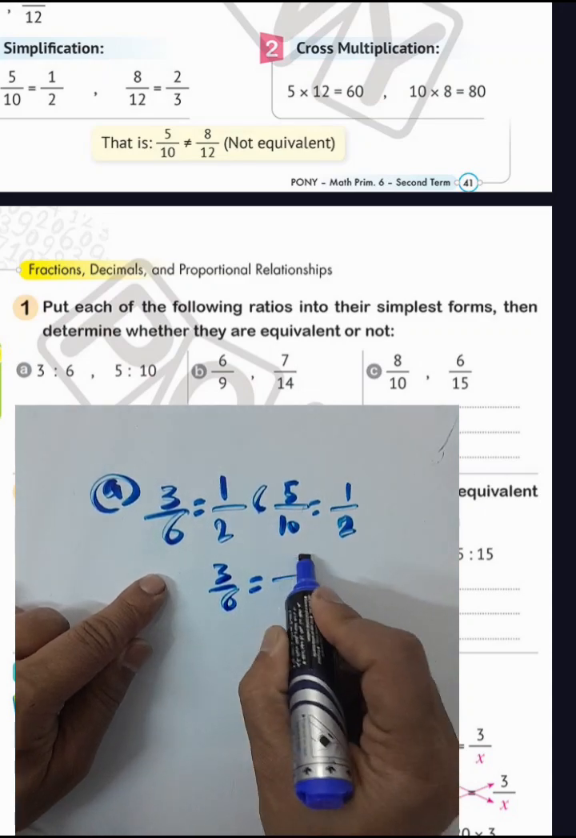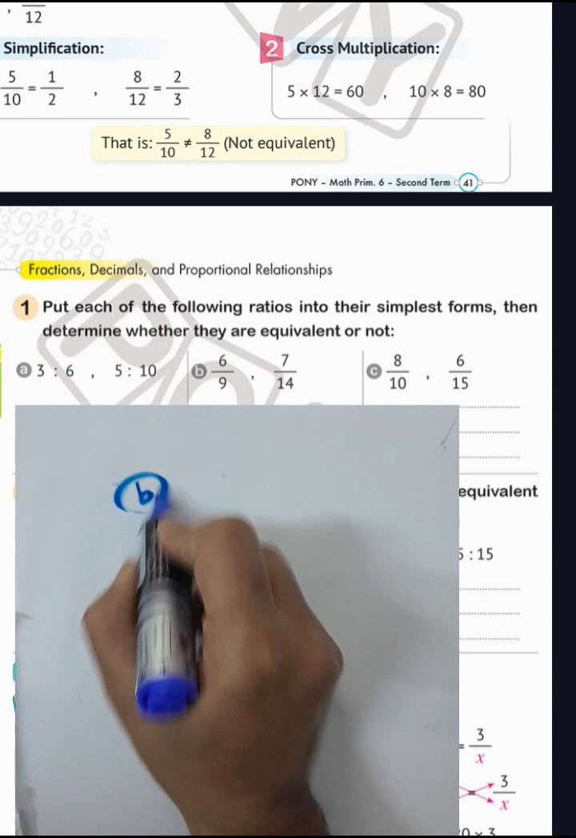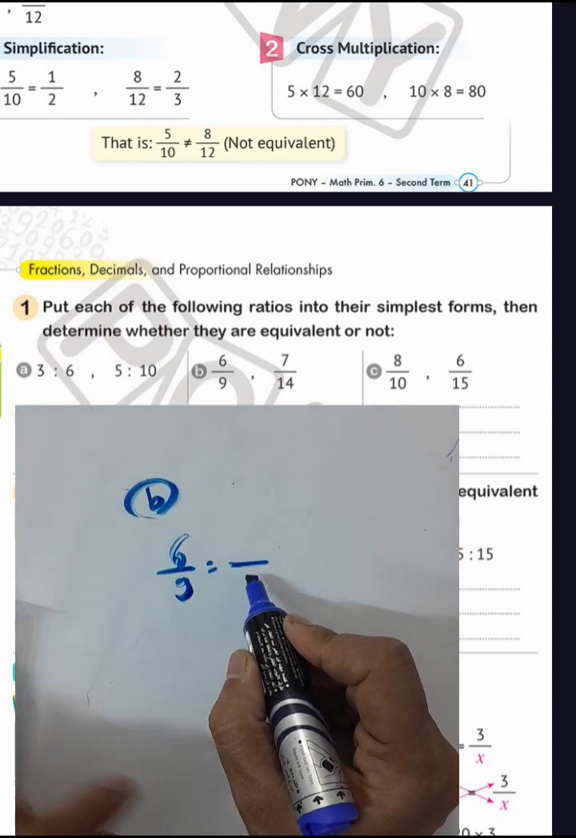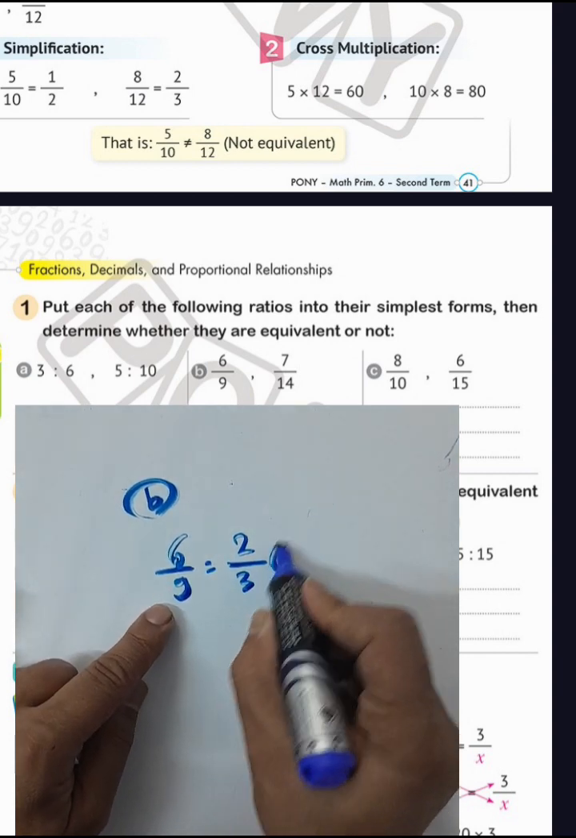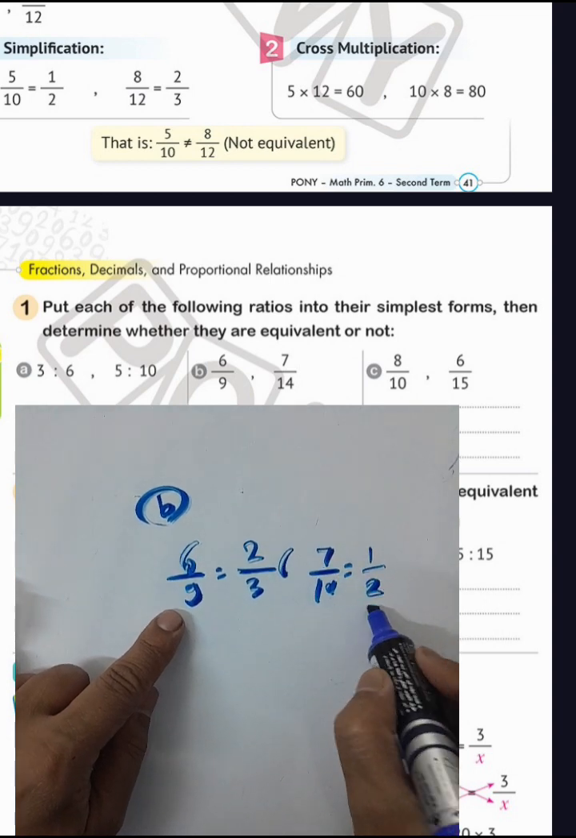be equivalent 5 over 10. Letter B, we have 6 over 9. We can simplify it by dividing the numerator and denominator by 3. 6 divided by 3 equals 2 and 9 divided by 3 equals 3. And we have 7 over 14. 7 is half of 14, so it will be a half.